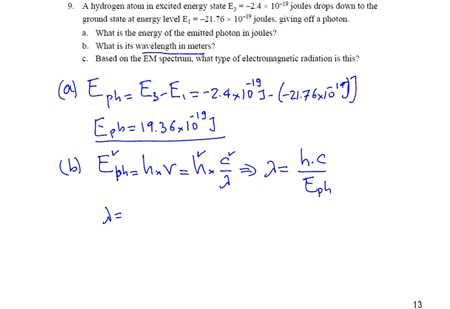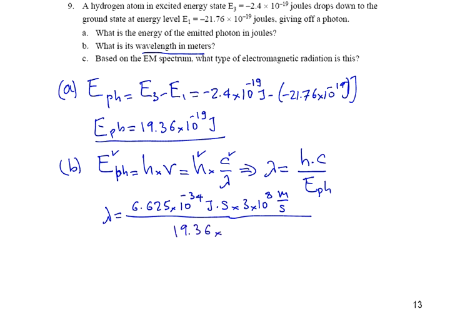And then we plug everything into this equation. So we have Planck's constant, 6.625 times 10 to the negative 34 joule seconds, times c, the speed of light, which is 3 times 10 to the 8th meters per second. And then the energy we have already found from part A, 19.36 times 10 to the negative 19 joules. And lambda is equal to 1.0266 times 10 to the negative 7.